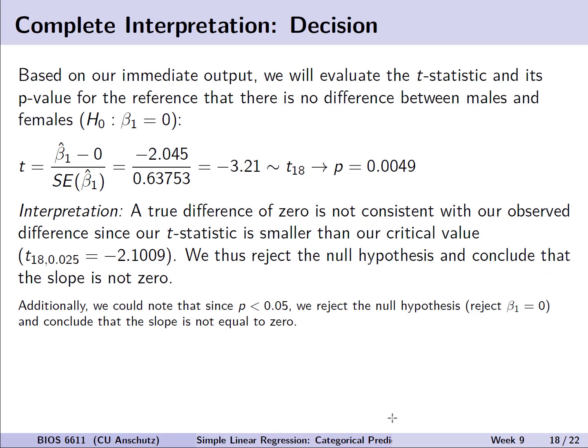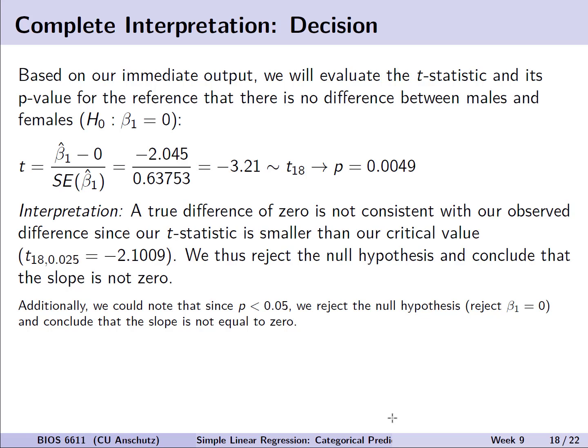The next thing we want to do is to make a decision based on the data we've accumulated and that evidence to determine if there might be a significant difference or association. So based on just the immediate output without having to do any extra calculations, we can just evaluate that t-statistic and its accompanying p-value to see if the slope is equal to 0 or not. In this case, we can see the calculation for t, how they get the negative 3.21 is taking that ratio or dividing beta 1 hat by its standard error estimate.